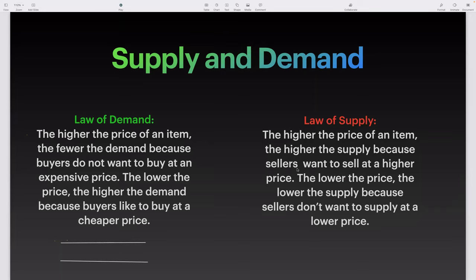Now, let's look at these two definitions, supply and demand. The world has run on supply and demand since the beginning of time. Literally, everything that we do is supply and demand. Y'all coming and taking this class is an example of supply and demand. I have the supply, which is the knowledge, and y'all are demanding it.